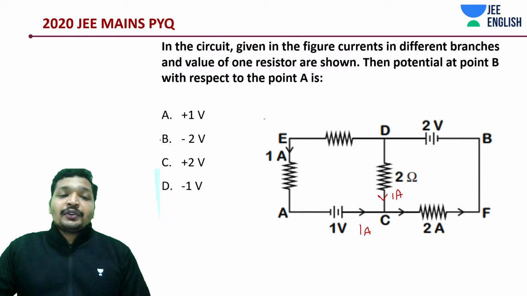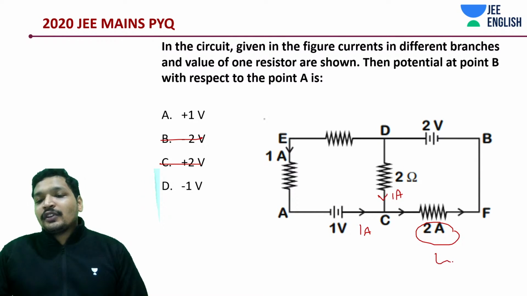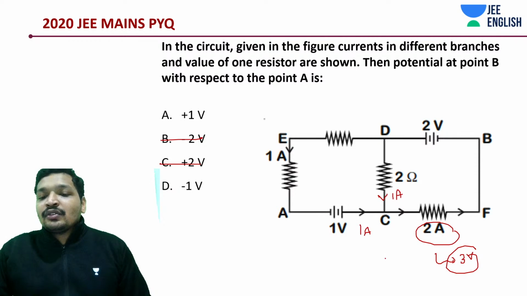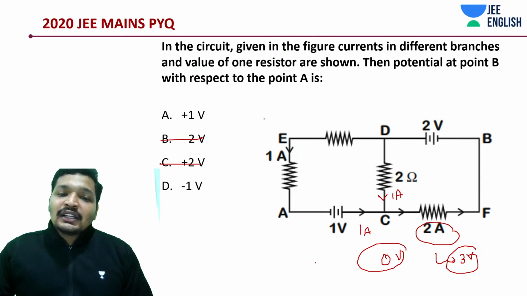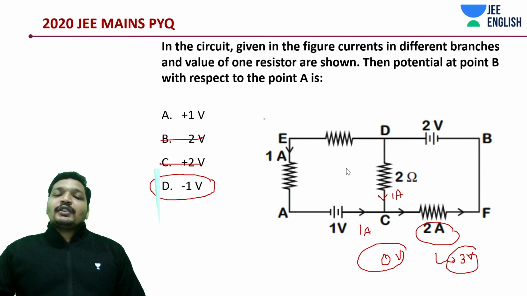All I know is it's not going to be minus 2 plus 2 volts, because I'm moving in this direction, and this is definitely not giving me 3 volts, because all of a sudden 3 volts cannot appear anywhere. It can be either 0 volts or less than 0 volts, hence the answer should be minus 1. Okay, this is not a very good way of doing it. It's applicable for this question.